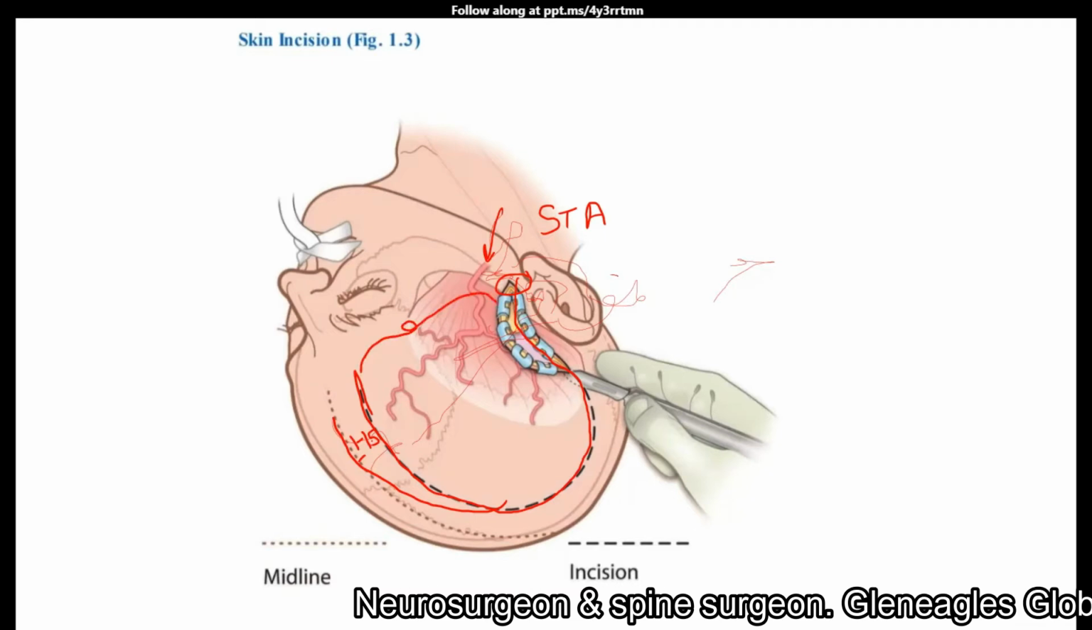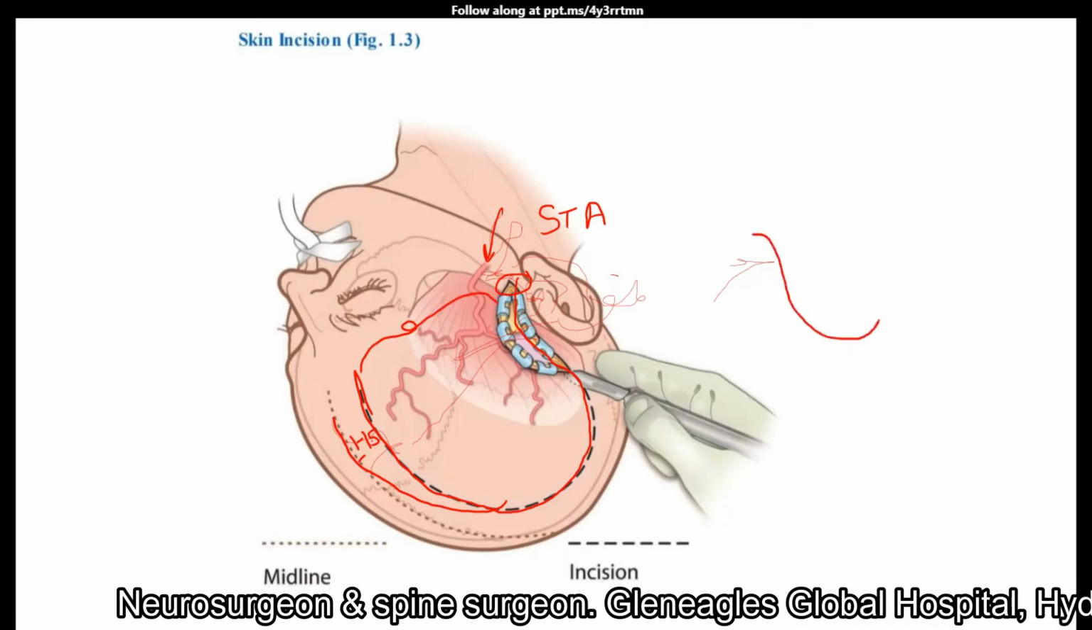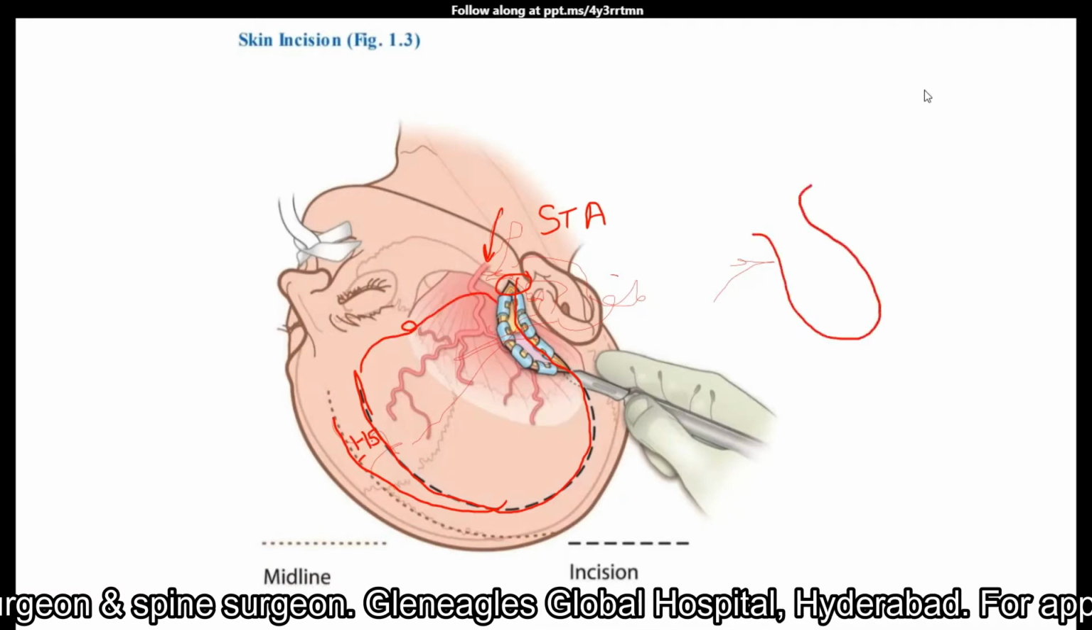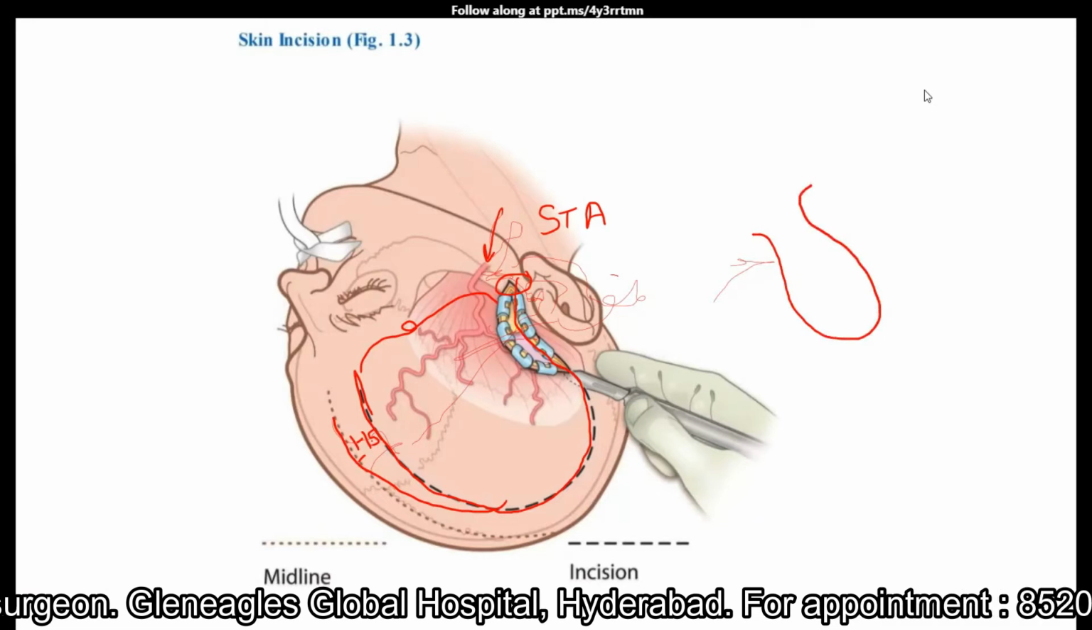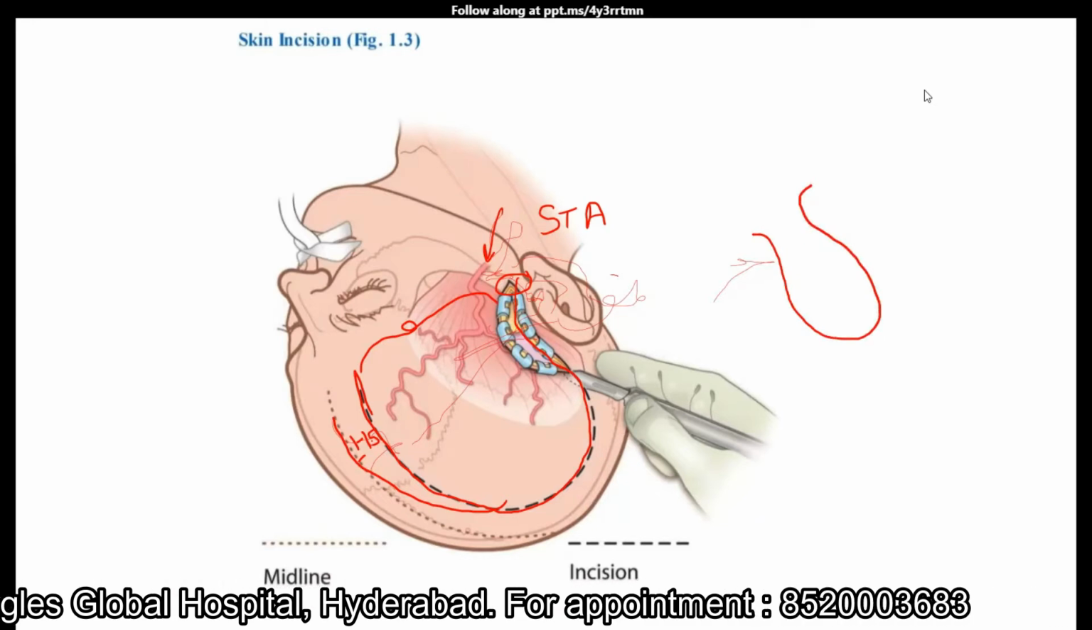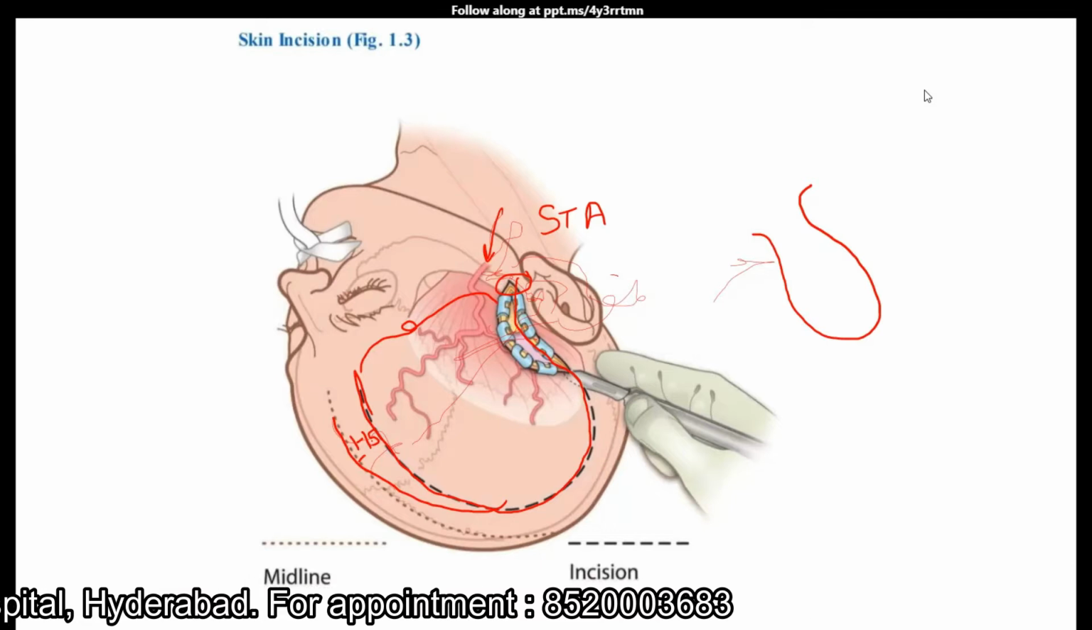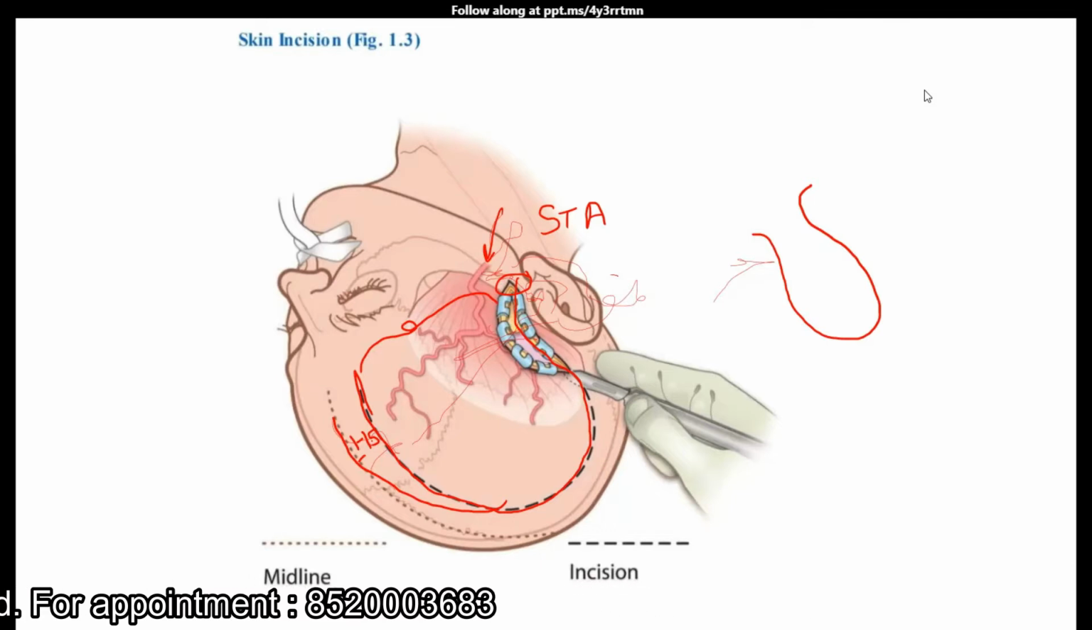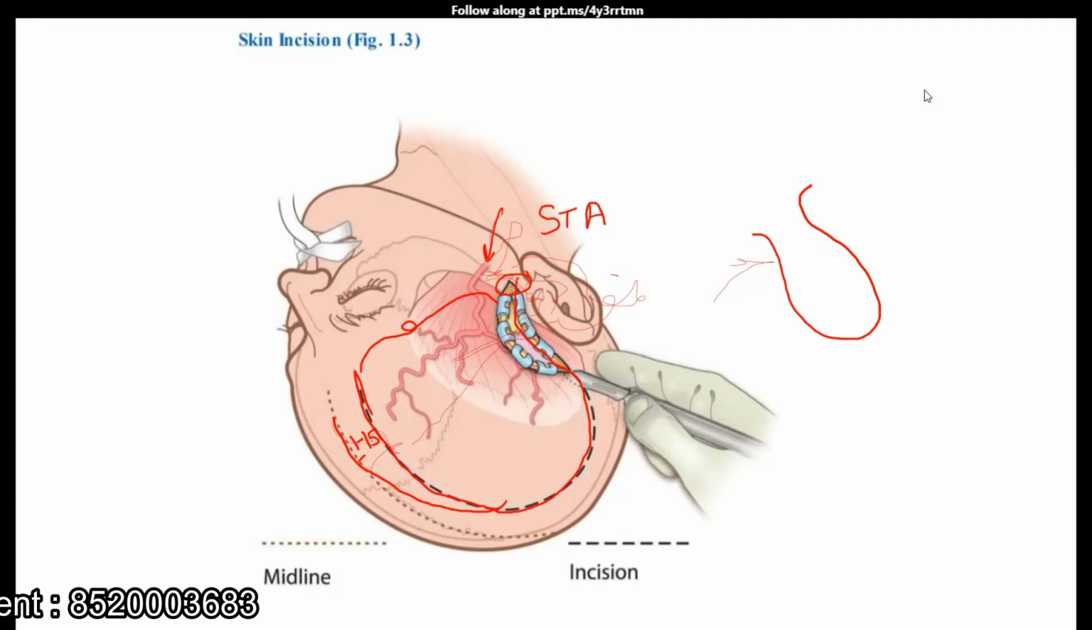If you make a flap like this, that is, the base is very thin, but the length of the flap is very large, then this may compromise the vascularity of the flap and this can cause skin necrosis. So try to keep the base of the flap as wide as possible.